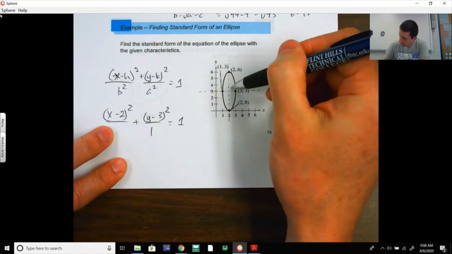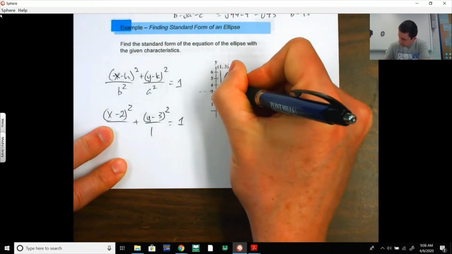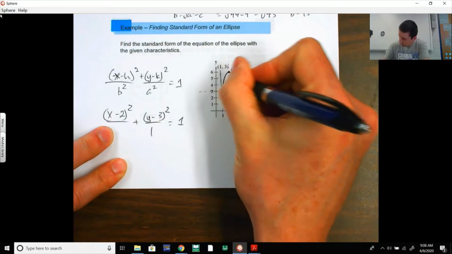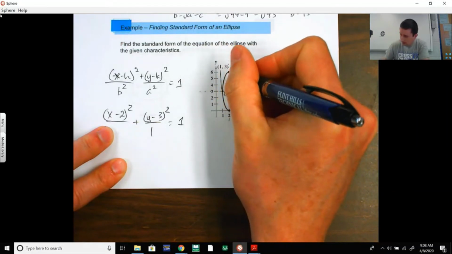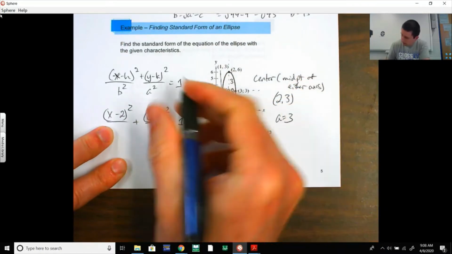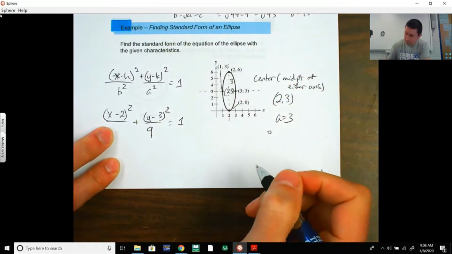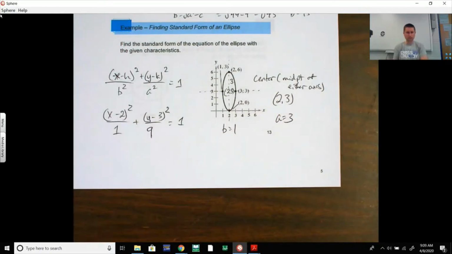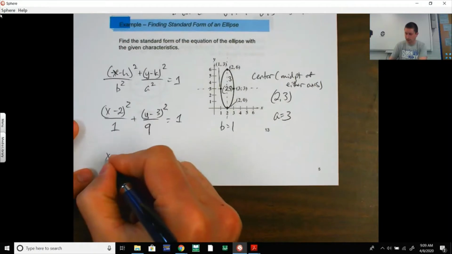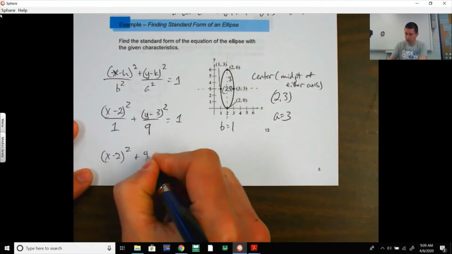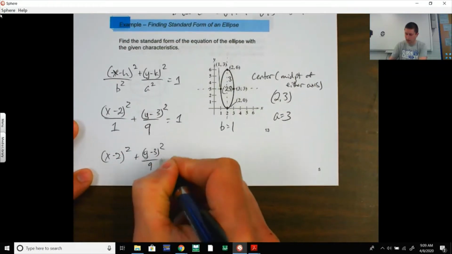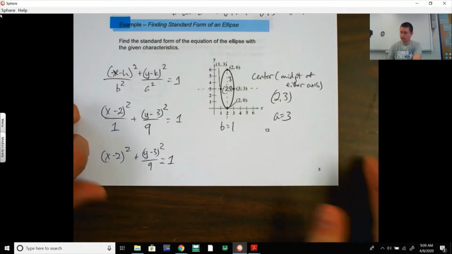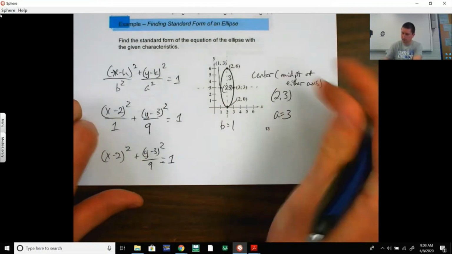So the major axis is going up from here. This is at 2, 3. So 2, 3 to 2, 6, that is a length of 3. So A is equaling 3, so that means this has to be 9. B equals 1, so this has to be 1. Sometimes that 1 won't be there. It'll just say something like x minus 2 squared plus y minus 3 squared over 9 equals 1. B is the distance from the center to that point right there.